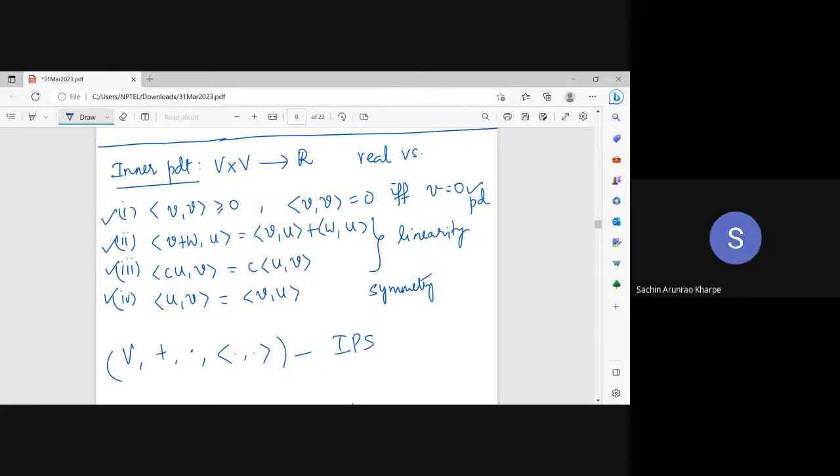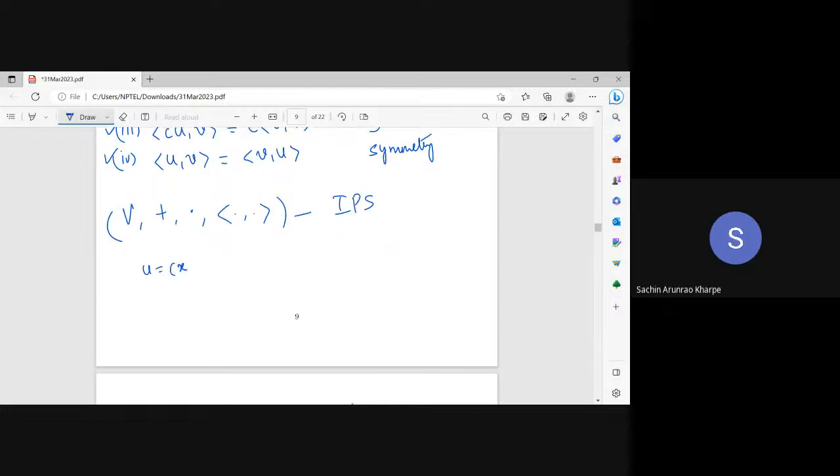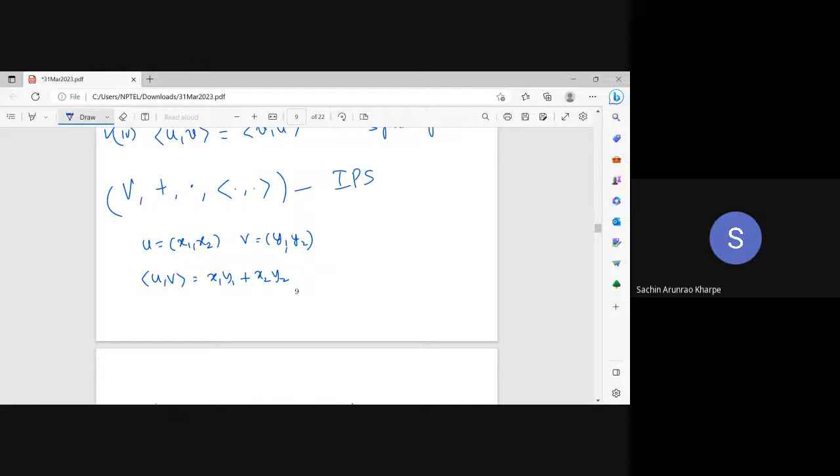Ma'am, I have one question. So we have one derived formula, right? Suppose U is x1, x2, and V is y1, y2. By inner product, simply we have to do x1 y1 plus x2 y2. Okay. This is the dot product, right? Now we have one derived formula, that x1 y1 minus x1 y2 minus x2 y1 plus 4 x2 y2. When to use that formula?